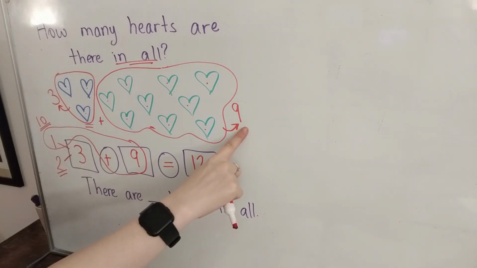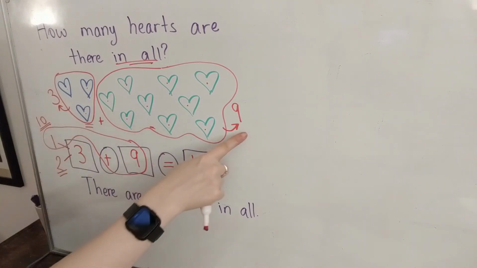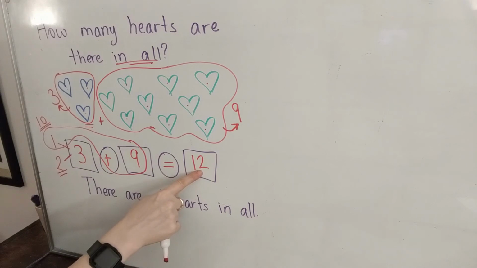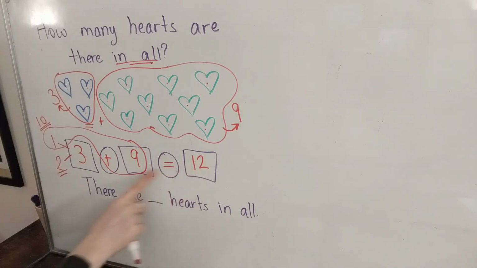Or I can use my counting on strategy. I could say 9 in my head, 3 more. 9, 10, 11, 12. Again, we came up with the number 12. Let's read the statement. There are hearts in all. There are 12 hearts in all.